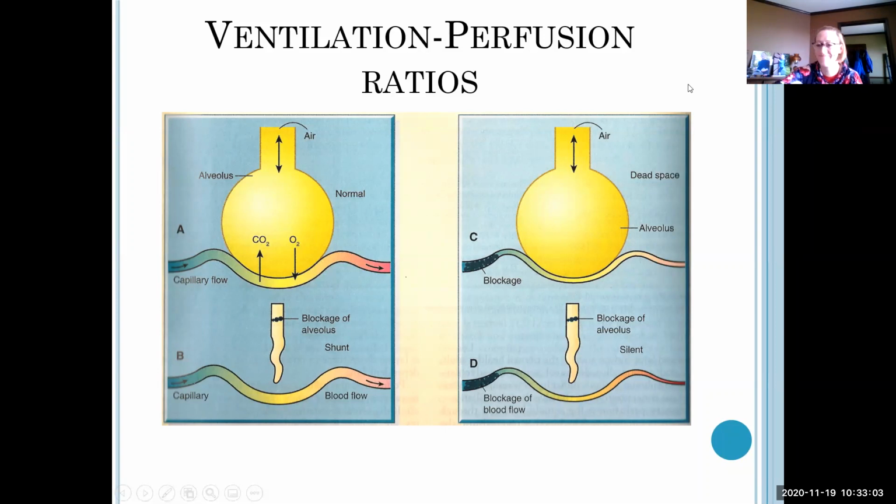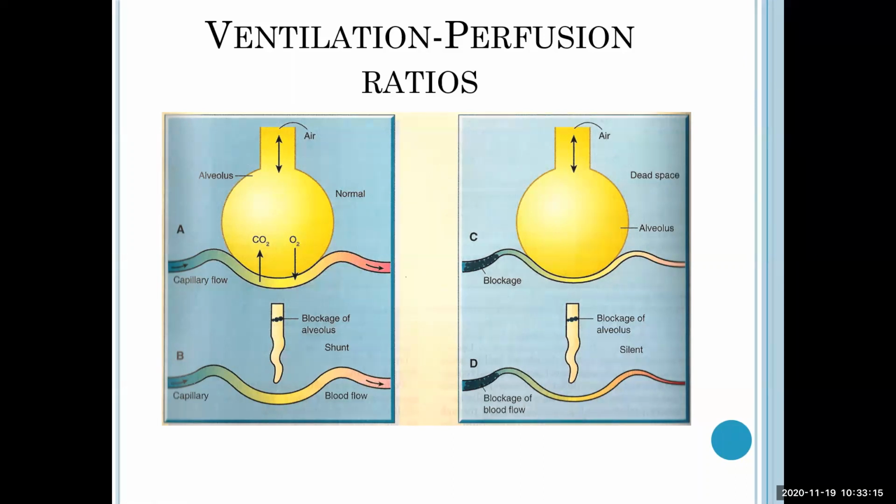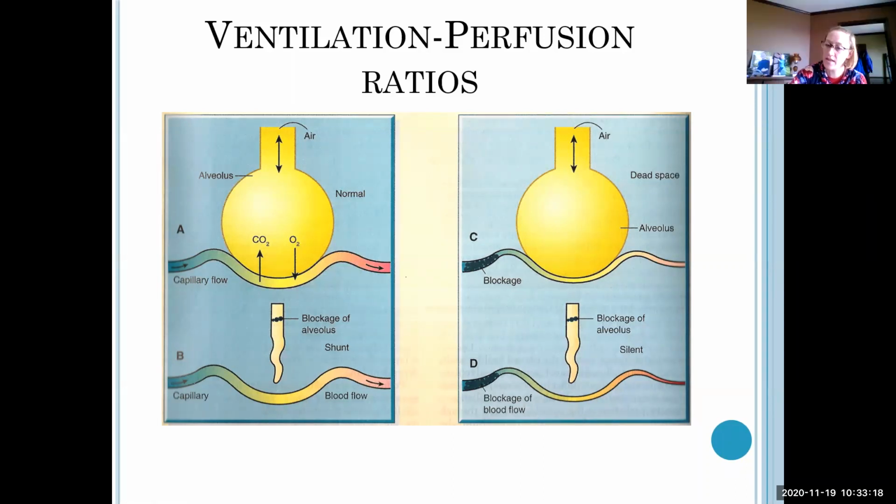Anyone? They've got good ventilation, but poor perfusion. There's a clot in the perfusion. Embolism? Yes, a PE. So your PE patients would be an example of a high VQ ratio, good ventilation, but poor perfusion. So this would be an example of a patient with a PE. And then D, again, that's that silent unit. There's problems in both areas. That's usually going to be more of our ARDS patients.